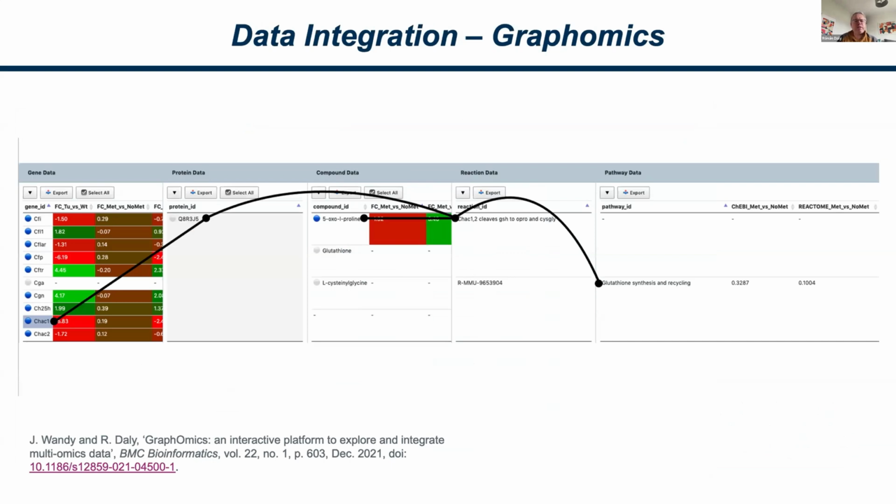And here's a piece of software I call Graphomics, which is a data integration platform. It's actually up on the web at the moment if people want to use it. The idea is that we can take different types of omics data, for example transcriptomics, proteomics, and metabolomics, and pull them all together into a single analysis, enabling people to get a holistic overview of how these various omics are connected to each other.